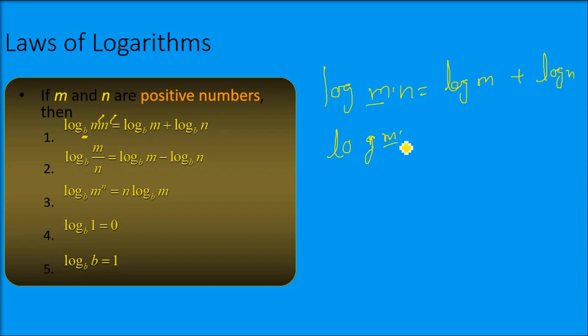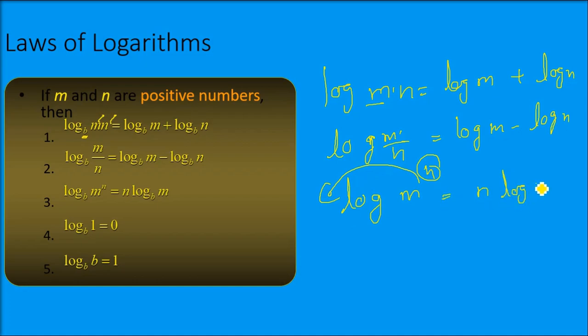Log m divided by n will be log m minus log n. This is log m by n. So multiplication corresponds to plus, division corresponds to minus. Log m to the power n: the power n will come in front as the coefficient of log. So n log m.